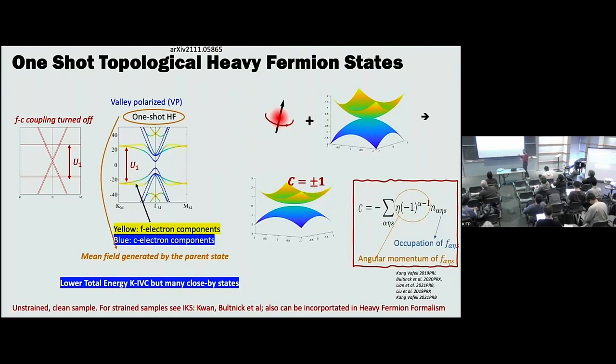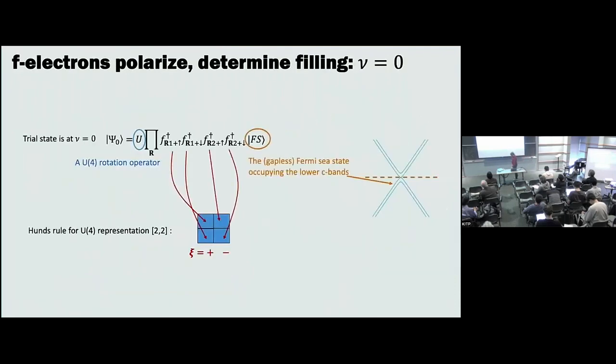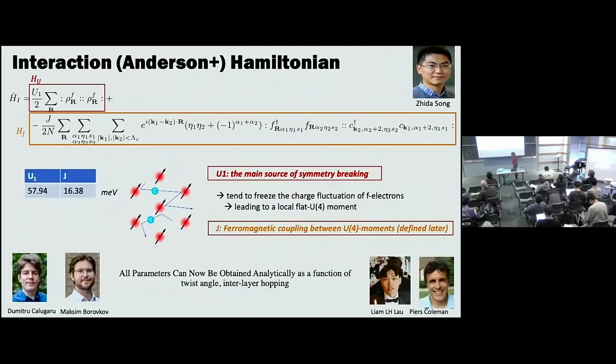U is larger than gamma. So actually you can look in this paper and find where, once gamma becomes larger than U, the heavy fermion picture is useless because you're basically hybridizing the F and the C electrons so heavily that it doesn't make sense to think of them as separate.